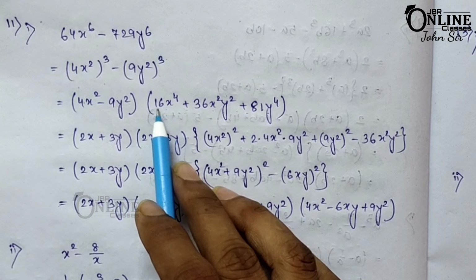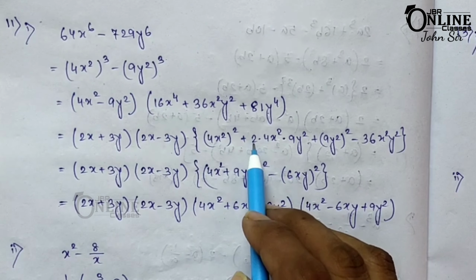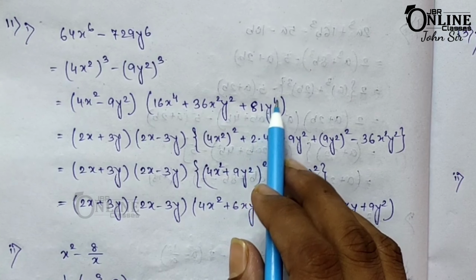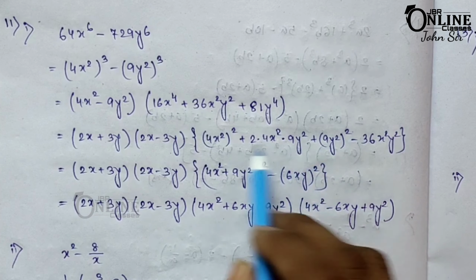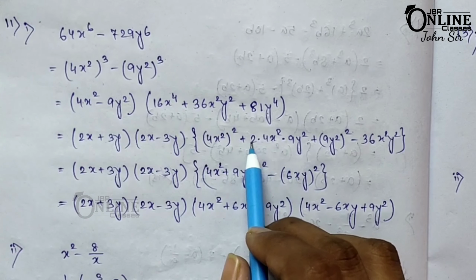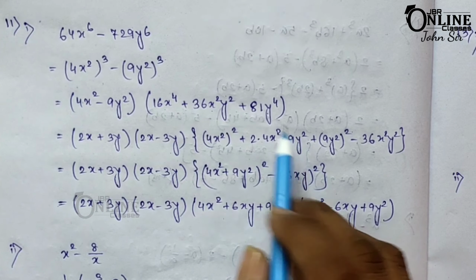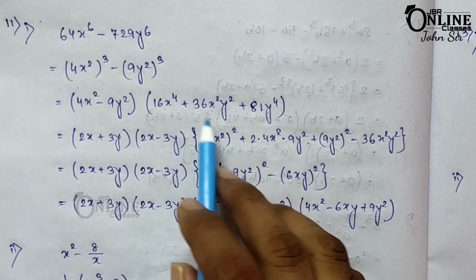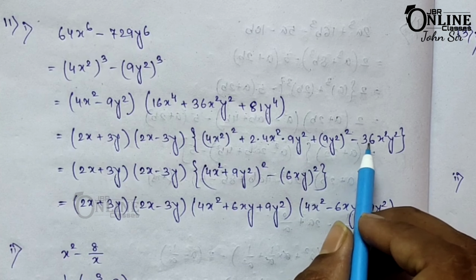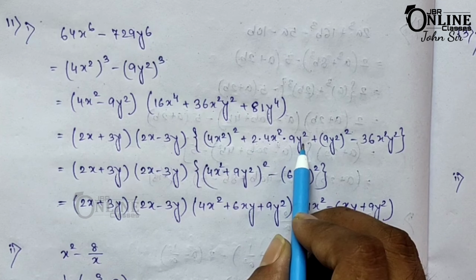In the next part here 16x to the power 4 means 4x square whole square, and then 2 into a into b, and last one 81 y to the 4 means 9y square whole square. Okay, so as here 36 x square y square, and here 9 into 2 into 4, that means 72. So 72 x square y square. Now to adjust as 36 x square y square, then you have to subtract again 36 x square y square from 72 x square y square.